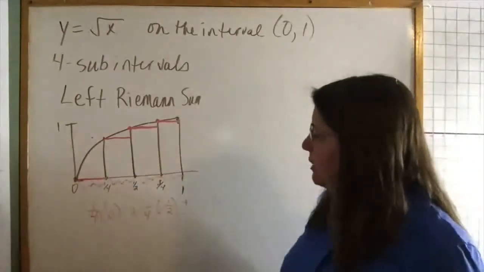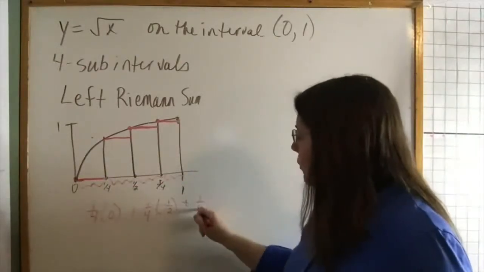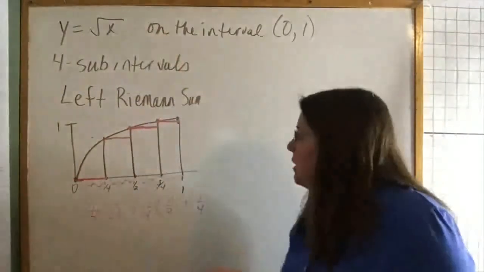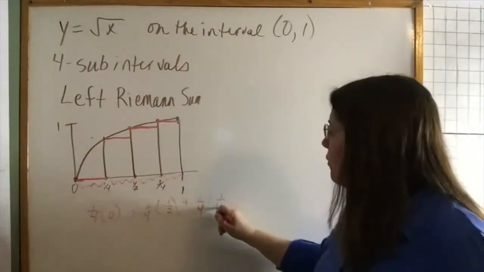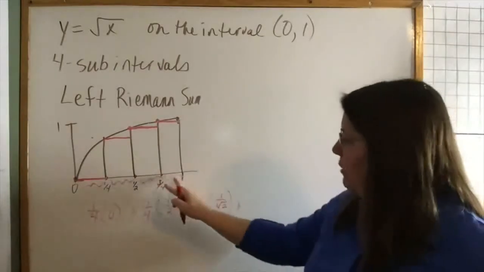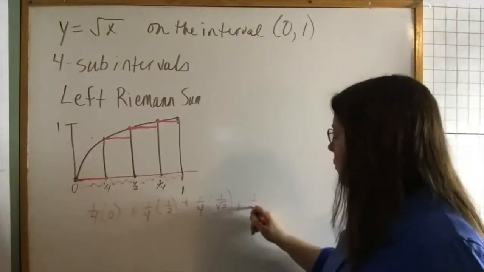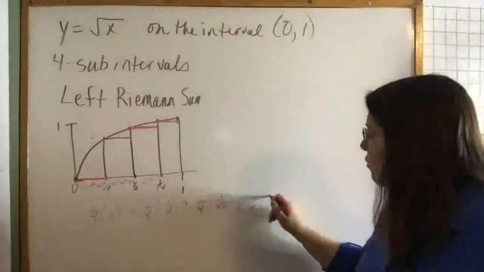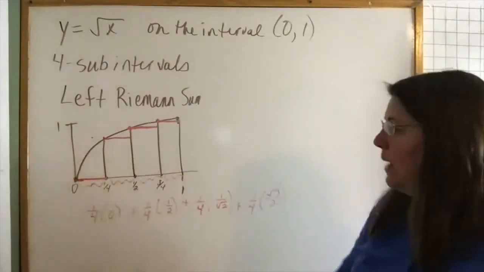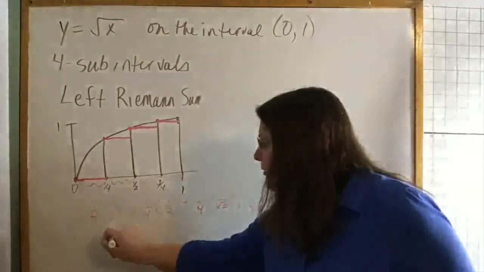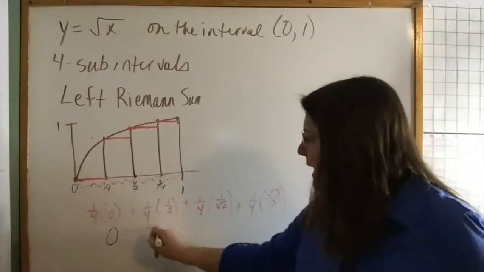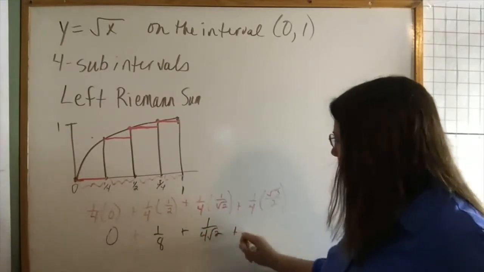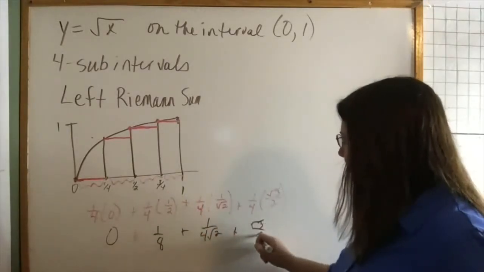For this rectangle, again, the width is 1/4. The height would be what I get when I plug 1/2 in. Well, that would be 1 over the square root of 2. And then the last one, the width again is 1/4. And when I plug 3/4 in, I would get the square root of 3 over 2. So I could put that in my calculator. I know I have 0 plus 1/8 plus 1 over 4 square root of 2 plus square root of 3 over 8.